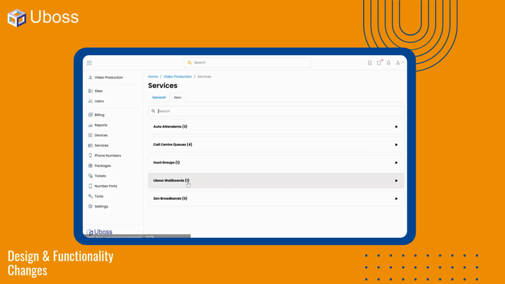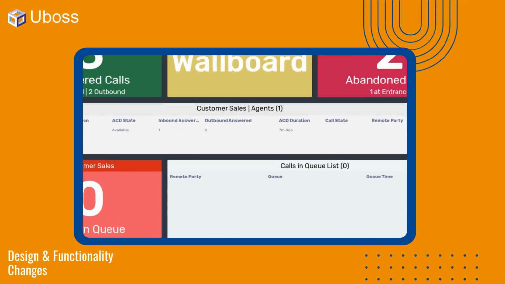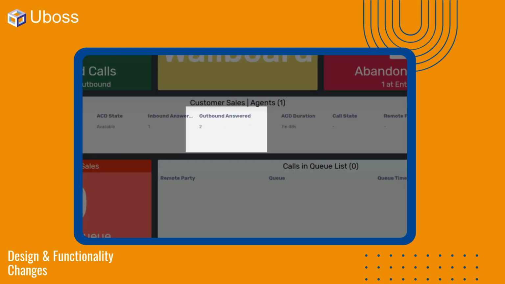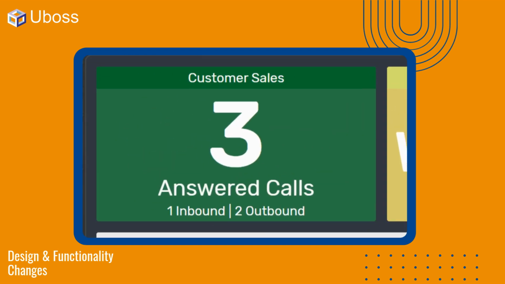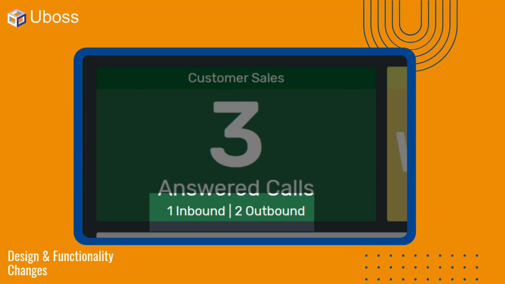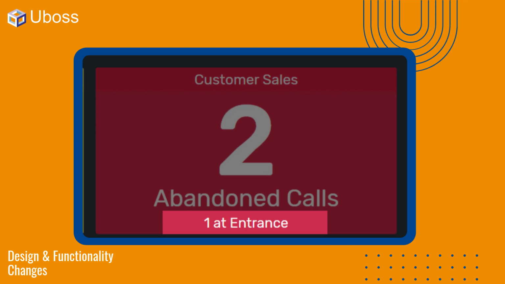Now we will take a look at some additions to the Uboss wallboard. First, a new column, Outbound Answered, has been added in the agent tile, which contains the answered outbound ACD calls count of the agents. Next, an inbound and outbound call count has been added in the bottom of the answered tile. And lastly, calls which were abandoned during the entrance message are now shown as an additional metric in the abandoned tile.